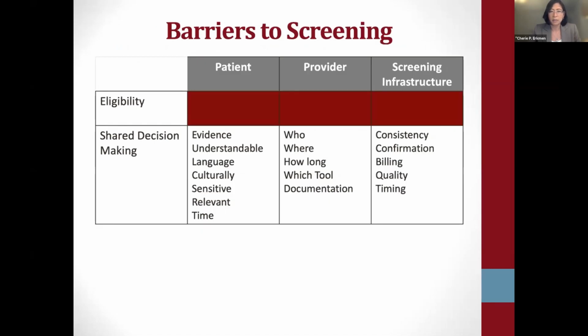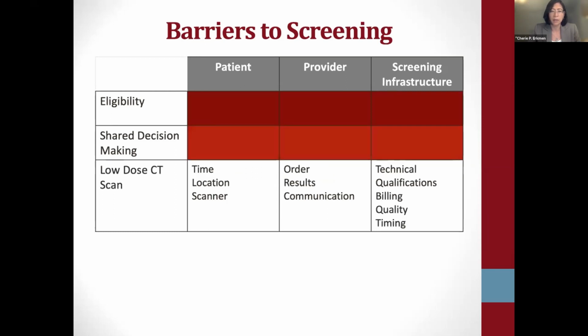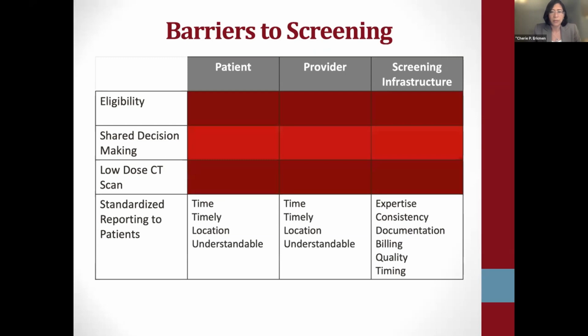Shared decision-making to the patient has to be evidence-based, understandable, culturally sensitive, relevant. Who's doing it, how long is it done, and how do we, again, get consistency and billing. So shared decision-making in and of itself becomes a barrier. The scanner, the time, location to the patient matters, and to the provider, how do they get the results and communicate them, and technical qualifications. And standardized reporting to patients.